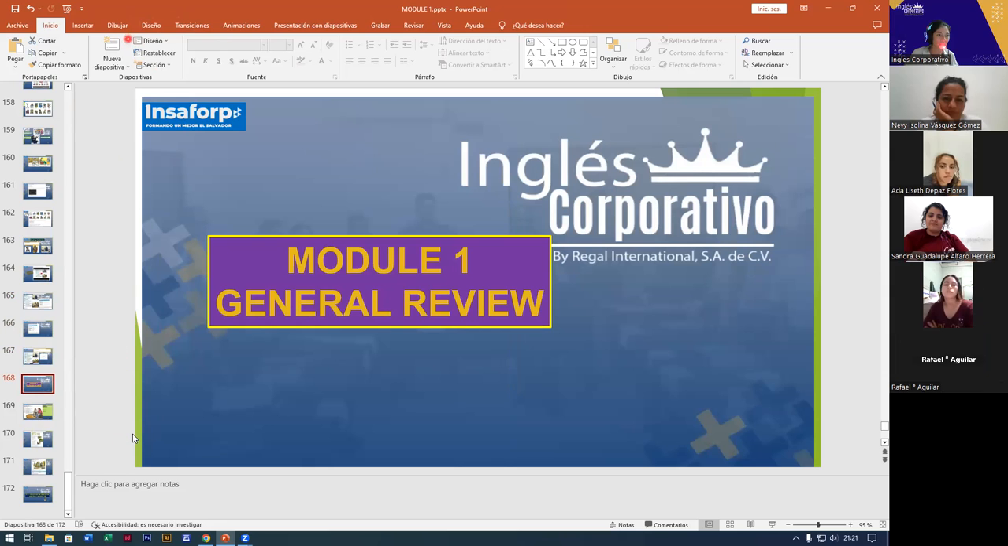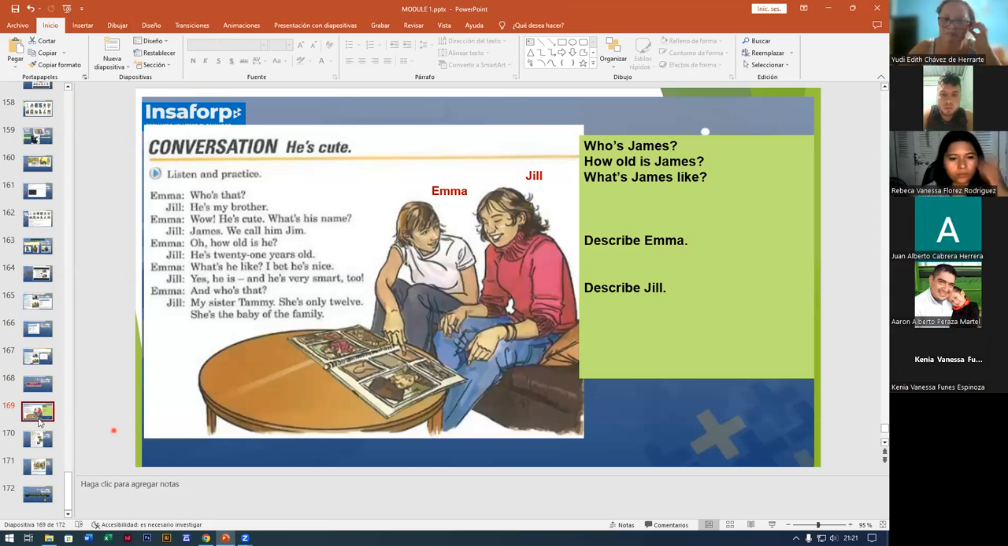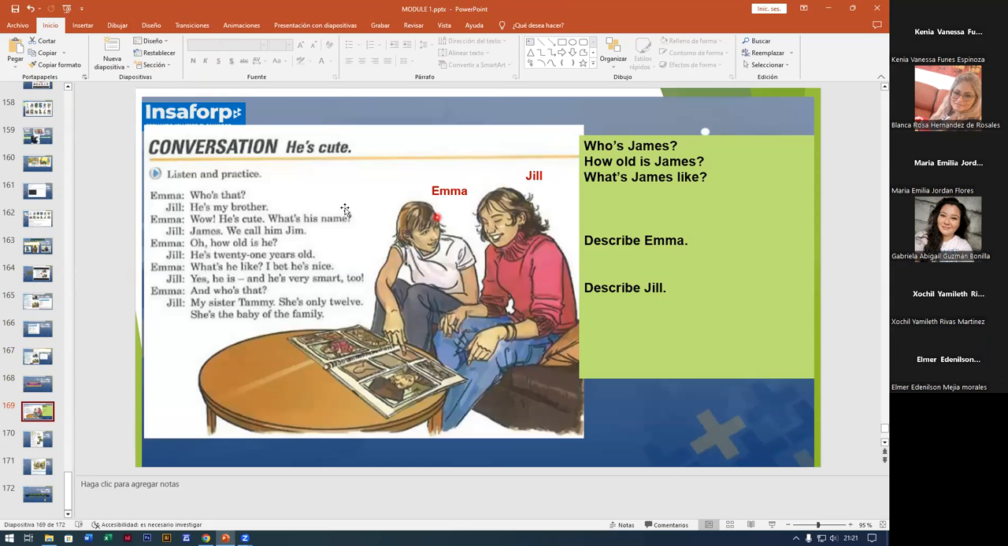So where do we have these ones? We have another conversation. And then we answer questions. Let's practice it. It says, he's cute. Look at that. The two girls are looking at an album, a photo album. Who's that? He's my brother. Wow, he's cute. What's his name? James. We call him Jim.